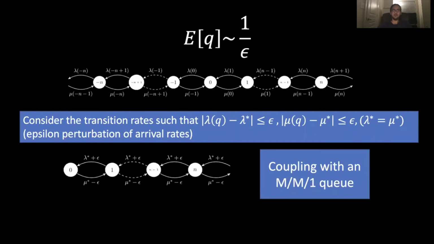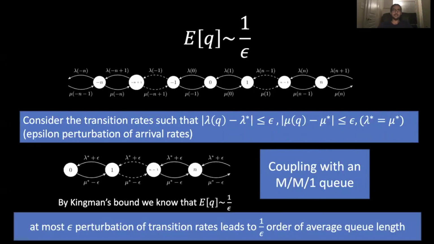If we have this, then we can couple this birth and death process with an M/M/1 queue with arrival rate μ star minus epsilon and service rate λ star plus epsilon. The coupling is such that you are always in the lower state in this M/M/1 queue compared to the absolute value of the state in the birth and death process. By Kingman's bound, we know that the expected value of Q is of the order 1/ε. In short, at most epsilon perturbation of transition rates leads to 1/ε order of average Q.